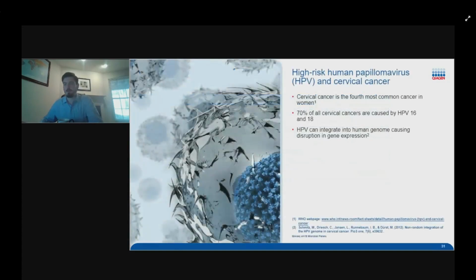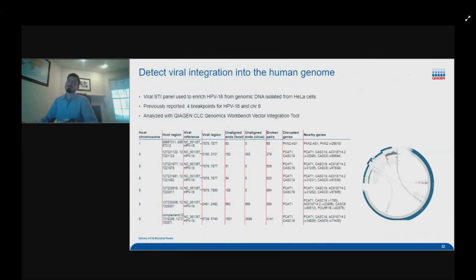Now, many people are already fully familiar with the effect of HPV on cervical cancer, but almost 70% of all cervical cancers are caused by both HPV-16 and 18. And in semi-recent history, it was determined that HPV can integrate into the human genome, causing disruption in gene expression. When paired with QIAGEN's CLC Genomics Workbench vector integration tool, we can actually use this panel.